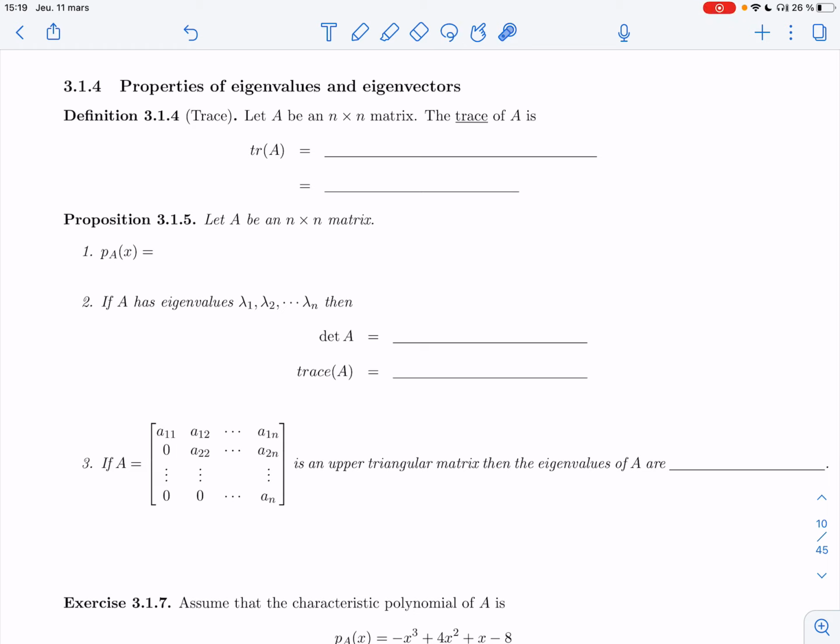Let's now look at some properties of eigenvalues and eigenvectors. That's section 3.1.4. First of all, let's look at the trace. Let A be an n by n matrix. The trace of A is the sum of the diagonal entries of A.